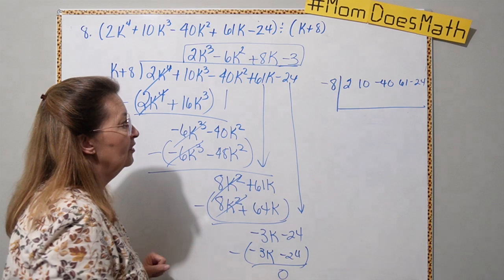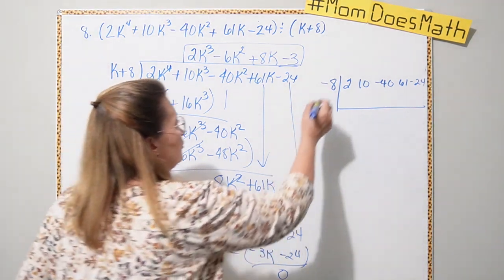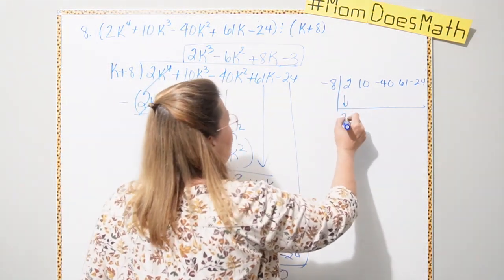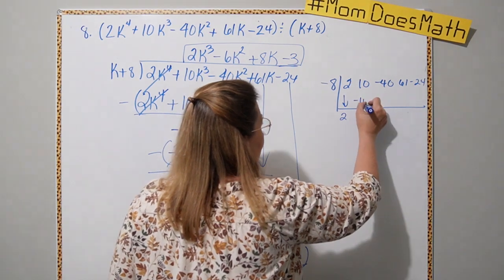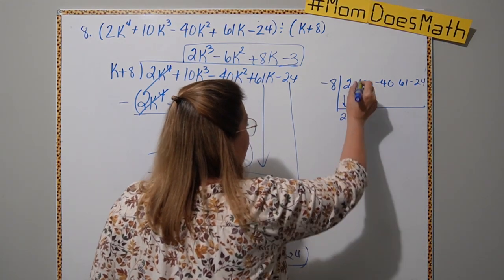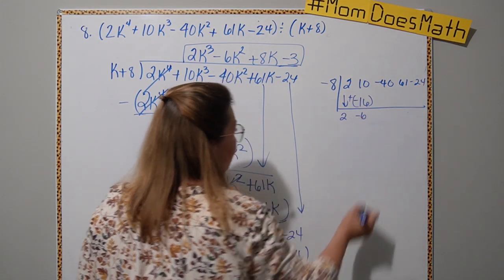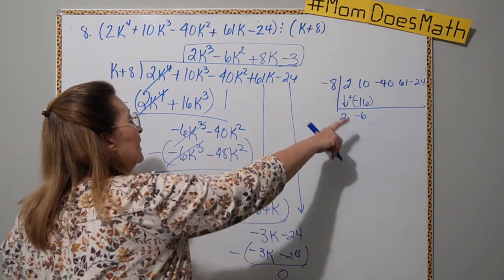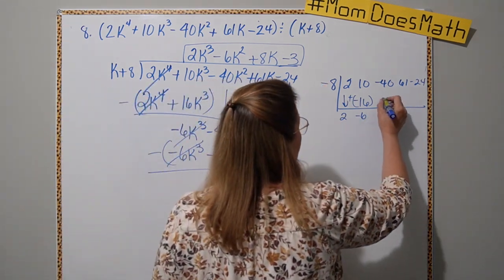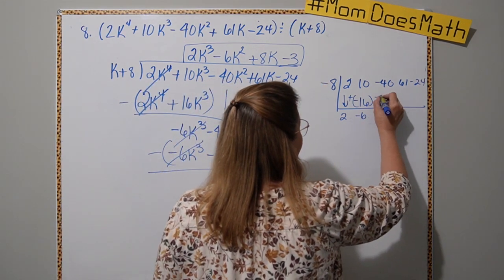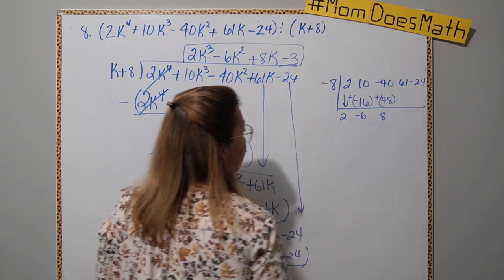Kind of scrunched over there, but we'll make it work. All right, drop your 2 down. 2 times 8 is negative 16, and we're going to add. 10 plus negative 16 is negative 6. Go again. Negative 6 times negative 8 is positive 48. And add, so that's going to give you 8.